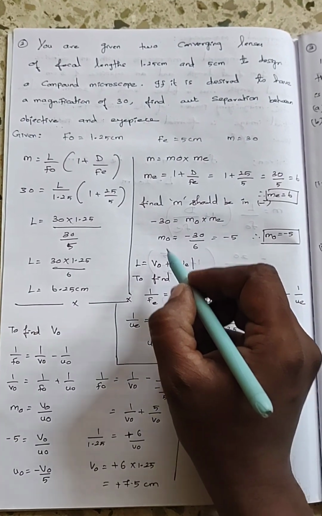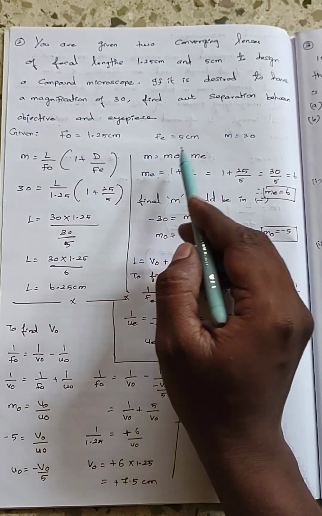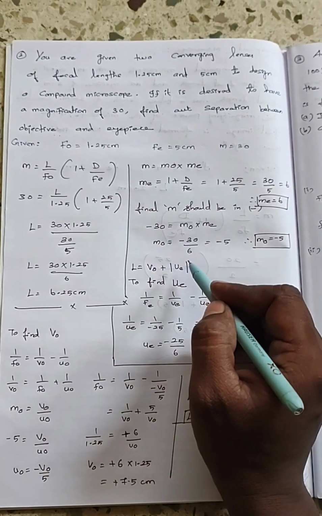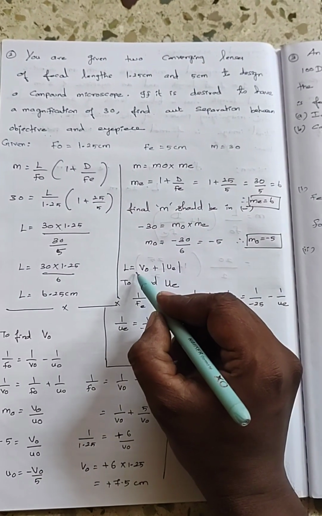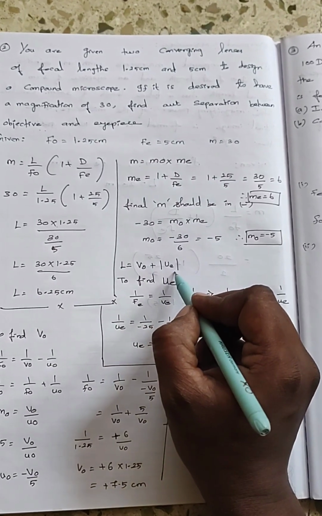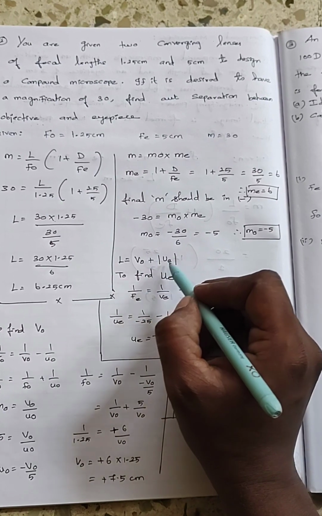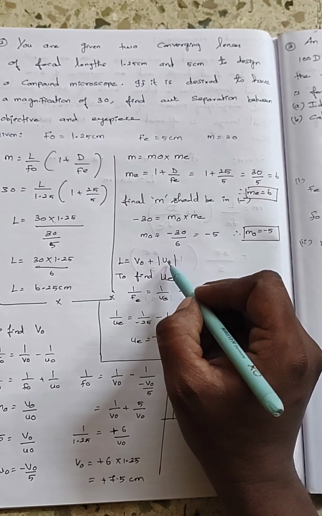If you are thinking the final image is forming at infinity, then there will be another formula. So first I decided to do the magnification calculation for when the final image is forming at the near point. Then I get the formula for L, that is v naught plus modulus of ue. After that I try to find v naught and ue separately. So how shall I find them?